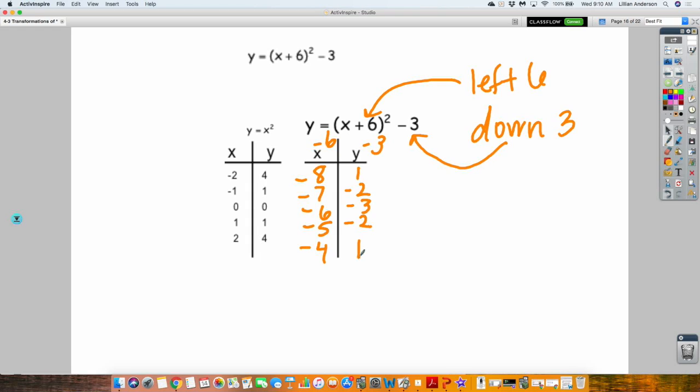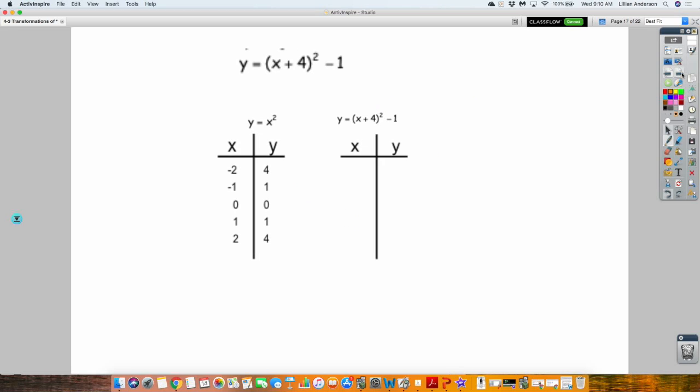One more. I'm moving which way? Left 4. You guys agree? Down 1. Do you guys agree? What would happen to your x values? Subtract 4. And your y's? Awesome. And then you complete that.